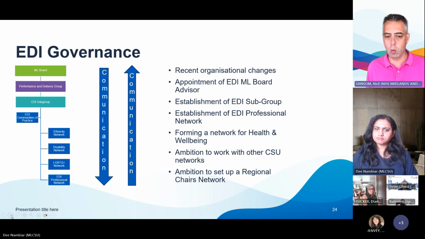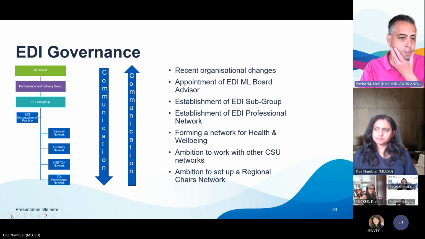We're also looking at working with other CSU networks, as I've spoken about, and potentially setting up regional chair networks. So bringing together the chairs across the NHS on a periodic basis and asking, what have you been doing? How have you been doing? Rather like what we're doing today.